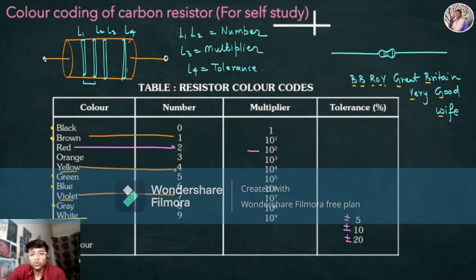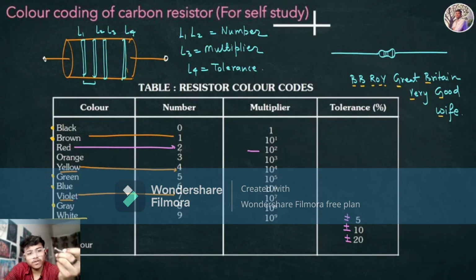Okay. So there is a color coding of carbon resistors. It is a very easy topic. You just have to learn the color code of the carbon resistors. I just tell you, this is very easy. You can see it and you have to learn it. So I will tell you a simple line to learn it.